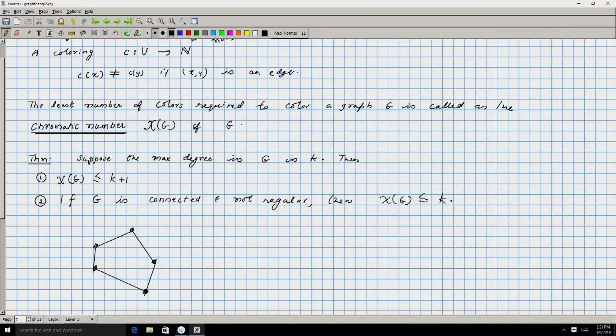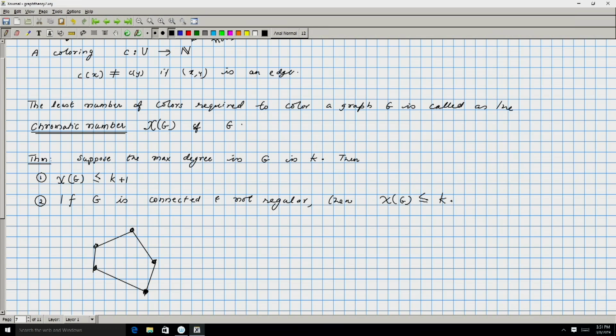The second part of the theorem states that if you have a connected graph which is not regular, then you can color it with less than or equal to k colors. So, the max degree is k, and if the graph is not regular, then k colors suffice. Clearly, if the graph was regular, then we cannot guarantee that it will be colorable using k colors.